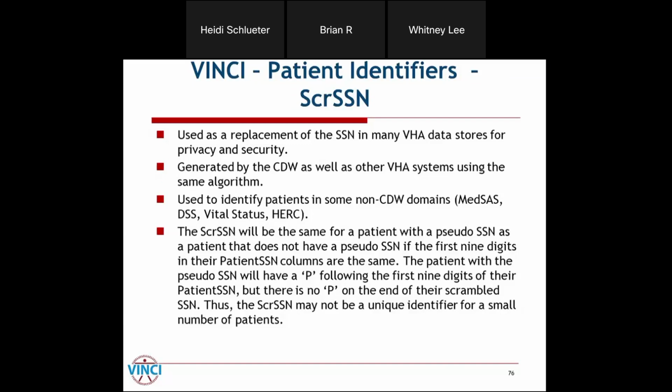The scrambled SSN will be the same for a patient with a pseudo SSN as for a patient that does not have a pseudo SSN if the first 9 digits are the same between the real SSN and the pseudo SSN. The patient with the pseudo SSN has a P following the 9 digits of their SSN in the patient SSN field, but there is no P assigned to a scrambled SSN. Therefore, in some cases, the scrambled SSN may not be a unique identifier for a small number of patients.